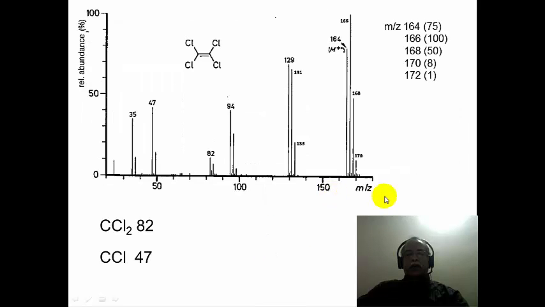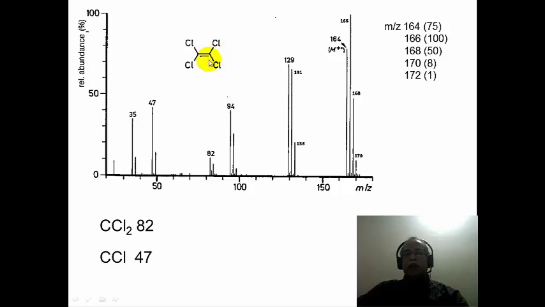Finally, let us consider an interesting example of a polyhalogenated compound. This molecule is tetrachloroethylene. Tetrachloroethylene has 4 chlorine atoms, therefore it must have the following molecular ion cluster peak to be seen. With all the chlorine atoms being 35, the molecular weight will be 164.